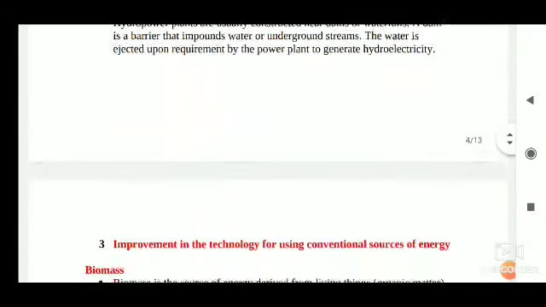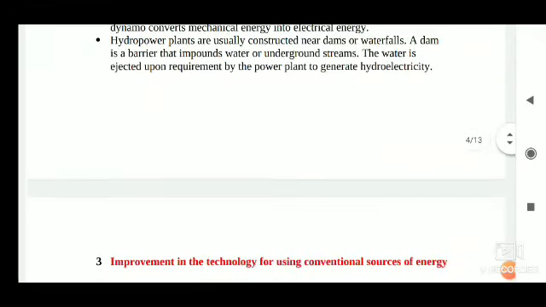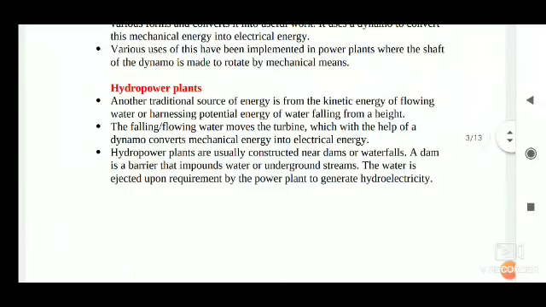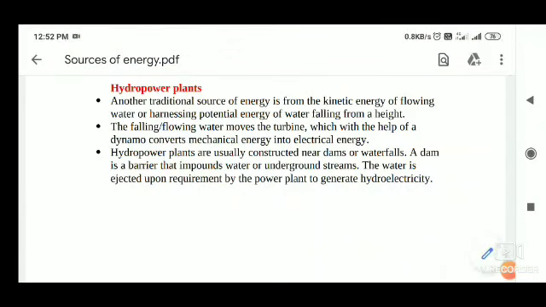The next topic is improvement in the technology by using conventional sources of energy, because we know that thermal power plant and hydropower plants have some adverse effects on the environment. So we need to improve the technology so that we can use those sources of energy which don't have that much environmental consequences. These resources we'll discuss in the next lecture.